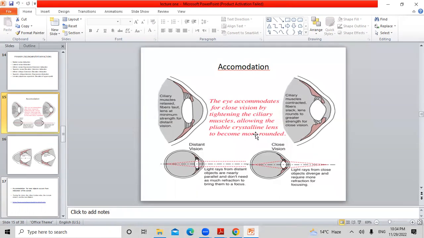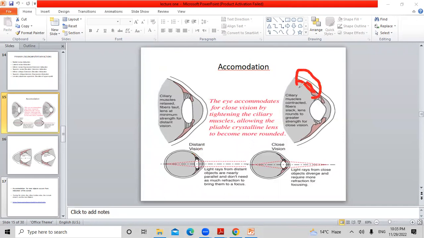So the accommodation, there is more than one part of the accommodation. I will start in this picture here. Okay, so what's happened in the accommodation? The first, number one, there is ciliary muscle contraction. Here in this picture, the accommodation. So the ciliary muscle starts to contract.